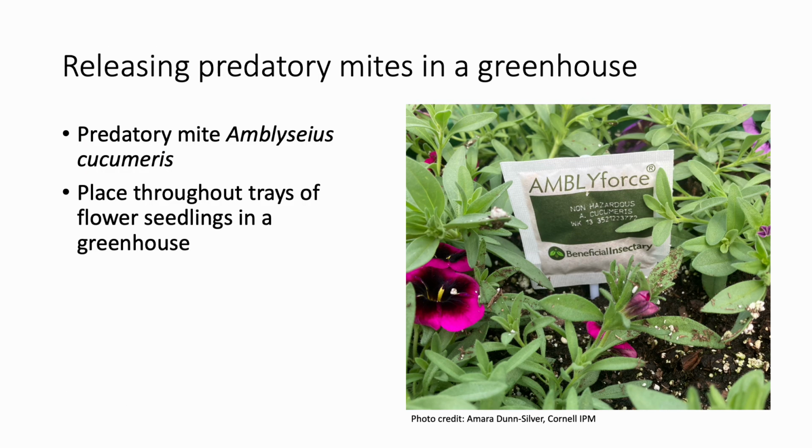This small packet contains 1,000 tiny predatory mites called Amblyseius cucumeris. Packets are placed in trays of flower seedlings throughout a greenhouse. Over time, the mites emerge and eat thrips, as well as other pests. Every time new trays of seedlings are moved into the greenhouse, more packets of predatory mites are added.